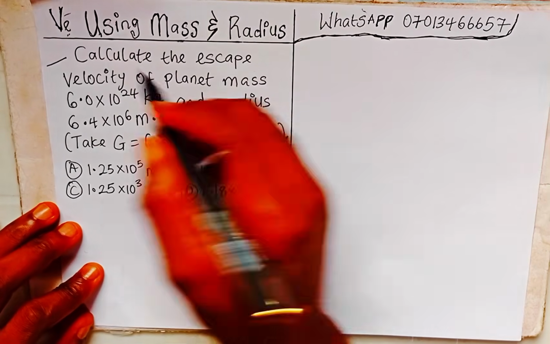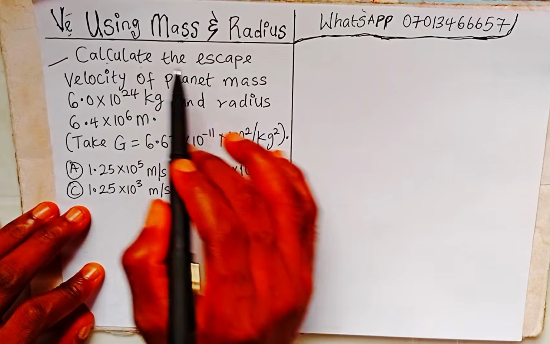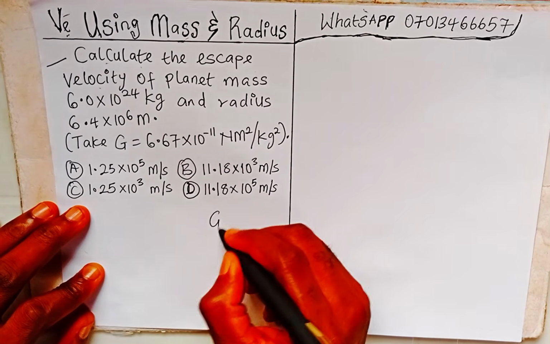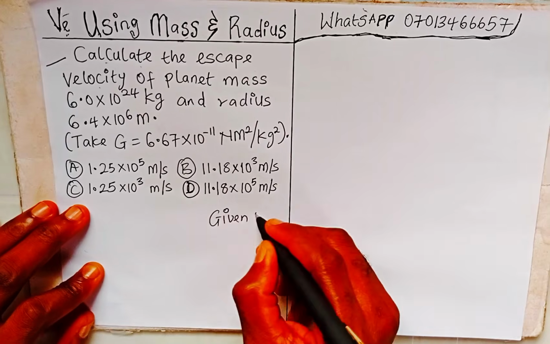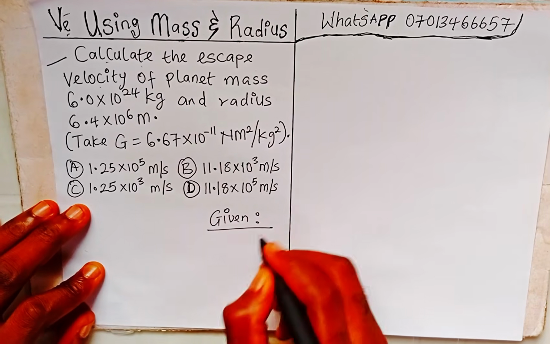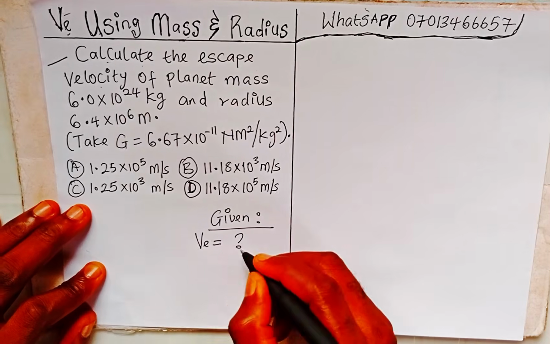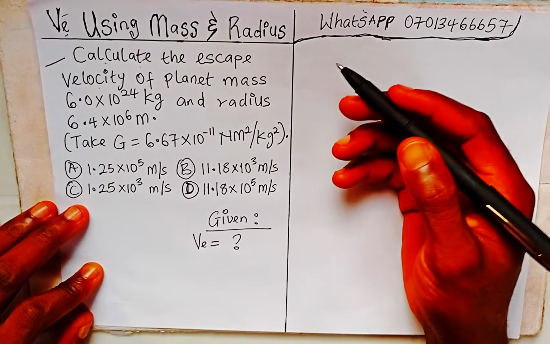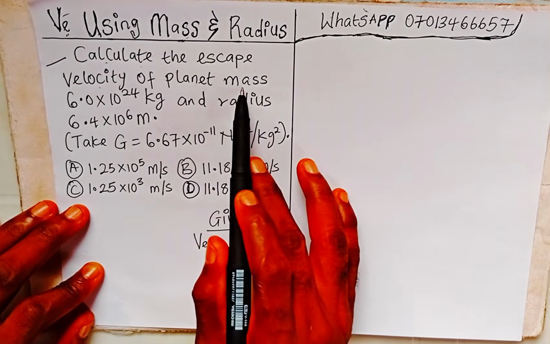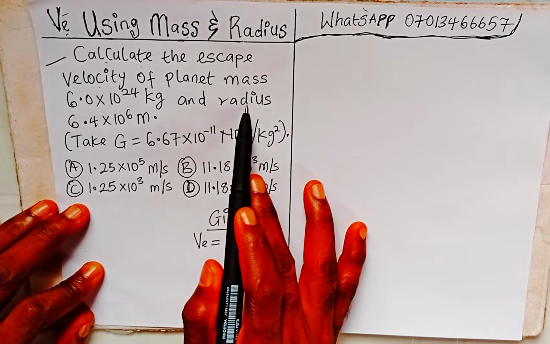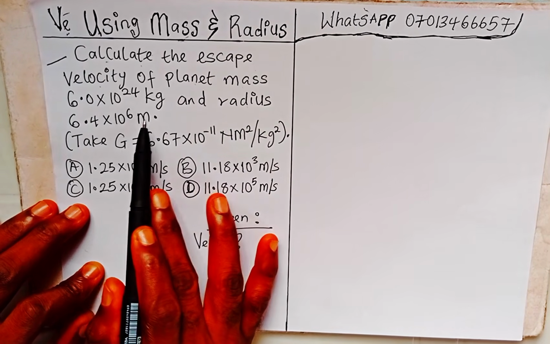So the question we have here is a JAMB must-repeat question. The question reads, calculate the escape velocity. So we'll quickly write here, given: escape velocity, VE, is equal to question mark, because that's what we are looking for. Calculate the escape velocity of a planet of mass 6.0 times 10 raised to power 24 kilograms and radius 6.4 times 10 raised to power 6 meters.